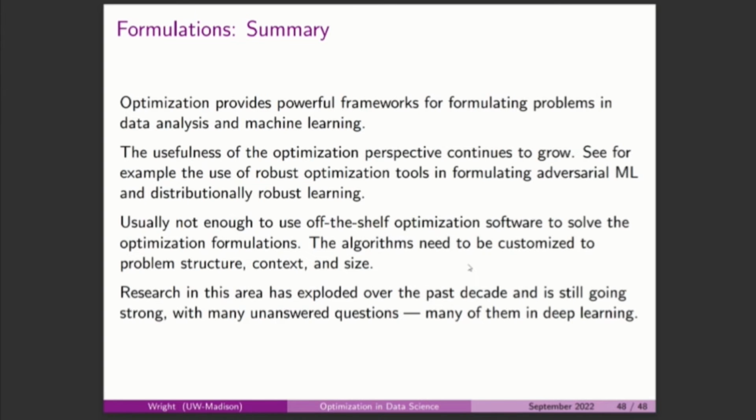So just to summarize, I hope I've shown in this talk, with this very high-level overview, that optimization provides a lot of powerful frameworks for formulating data science problems. I think the optimization perspective is not running out of things to do in this space. New problems continue to be thrown at us, new optimization issues where optimization still makes itself useful. It's usually not enough just to use off-the-shelf solvers. You have to dig into the context and the structure to be able to get efficient algorithms, and there are still many unanswered questions.